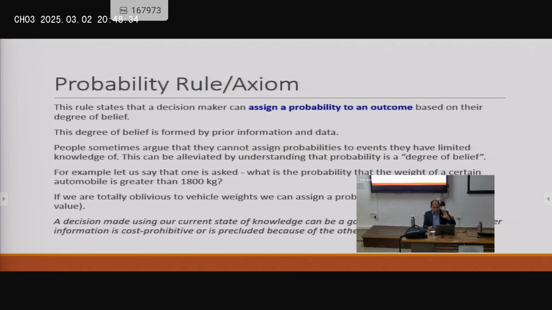Then I reiterate that a decision made using the current state of knowledge can be a good decision if collecting further information is cost prohibitive or is precluded by other reasons like time pressure. I can come up with a hypothetical scenario. You're going through an intersection, and a sign says the weight limit is this, and you're already driving at a certain speed. What do you do? You say, okay, I'll keep going because I think my vehicle is under 1800 kilograms or something like that. I'm just making that up.